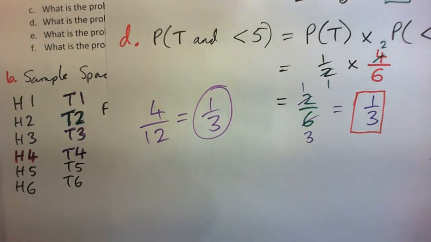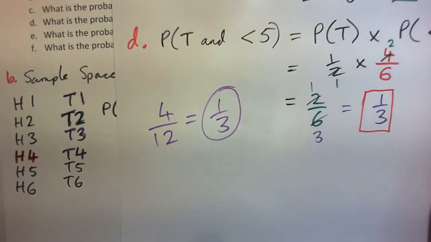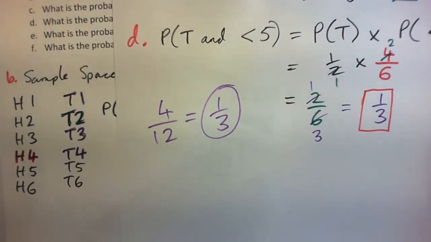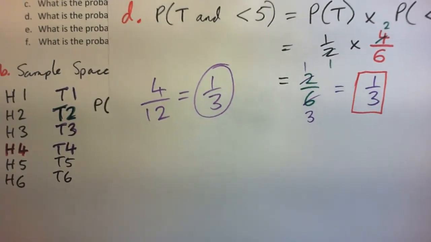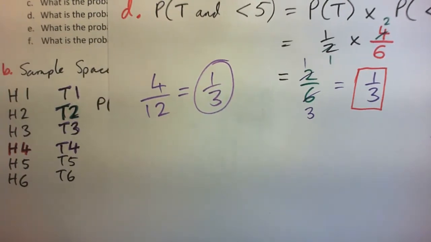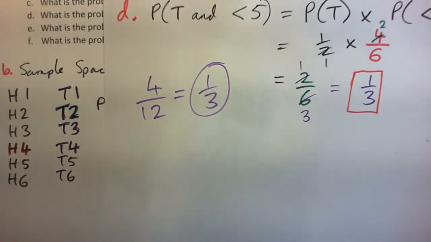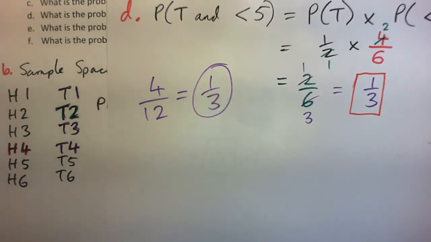But again, the product formula is going to be useful when you've got 3, 4, 5, or 6 events in a row. Then it becomes a very useful tool indeed, because it's too much writing to list the sample space for a long series of events, right?